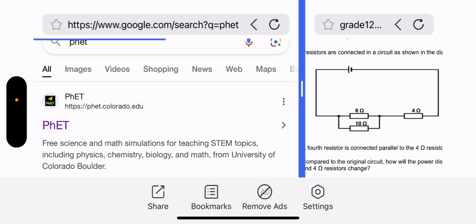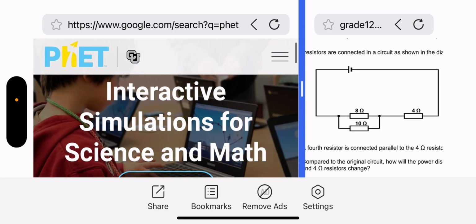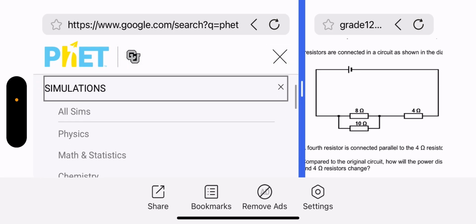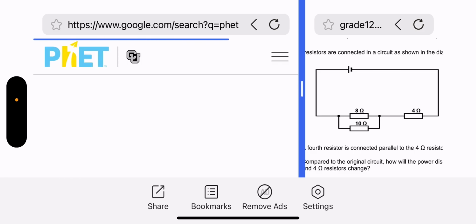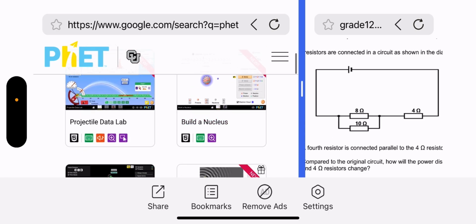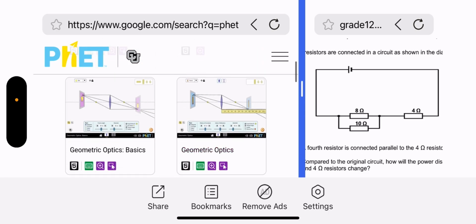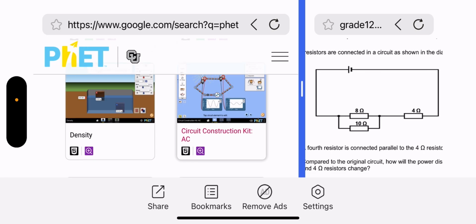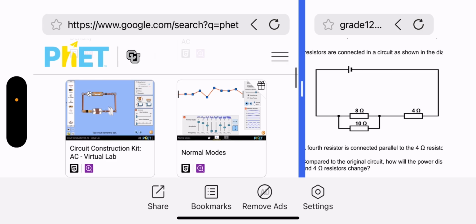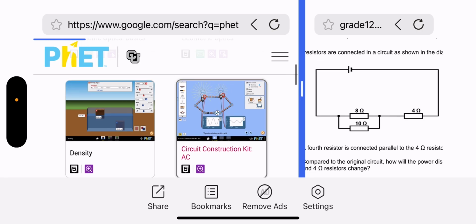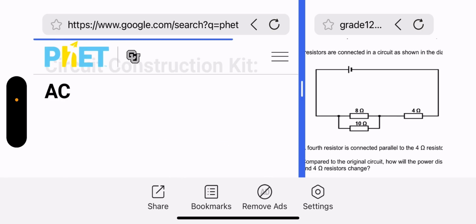Now let's go there. And once we enter, we want to go to simulations, right? And we're looking at physics. And once we are there, we're going to search for an electric circuit. So here it says circuit construction kit AC, and then you'll have circuit construction kit, the AC virtual lab. Let's not go to the virtual lab. Let's rather go to the construction kit.